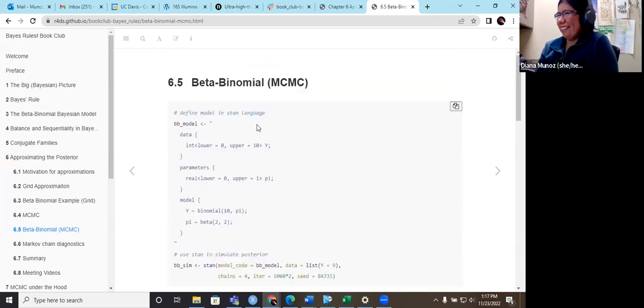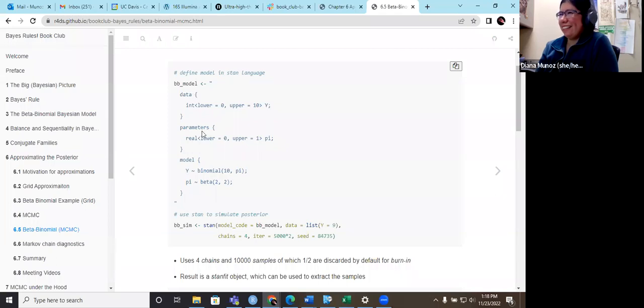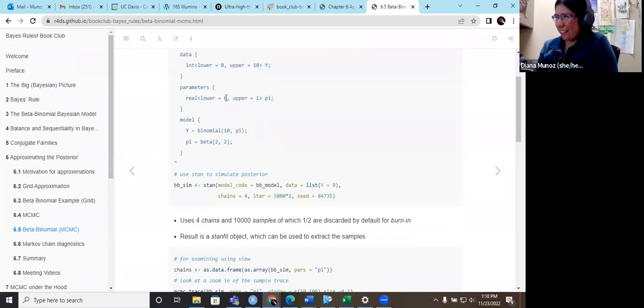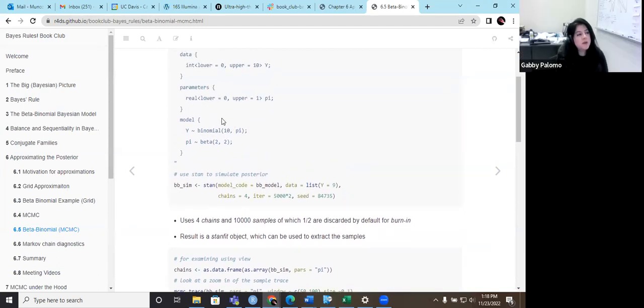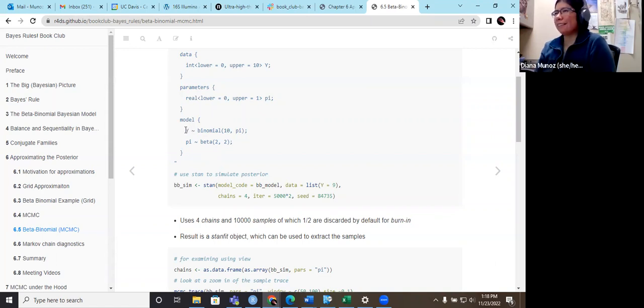Okay, so to define the model in the Stan language, you have to give it your data, your parameters, and your model. And then you really have to hold Stan's hand and tell it what your values are. Your Y values are between 0 and 10, and they're integers. Your parameters are between 0 and 1, and they're real numbers. You're just using one parameter, pi, in this case, which is good, because if there was more complication, I would be extra confused. Here we set our response variable as coming from a binomial distribution, and our prior pi as coming from a beta distribution.